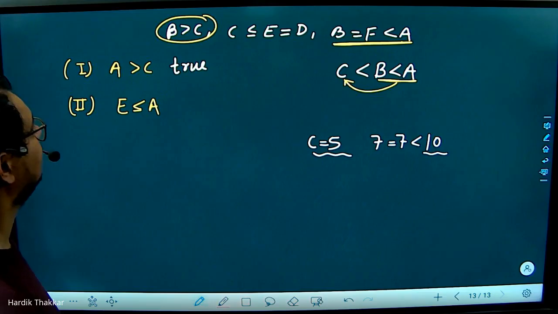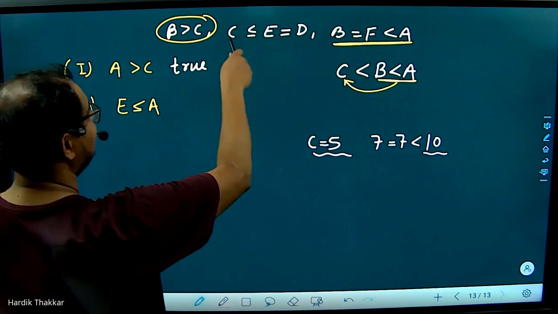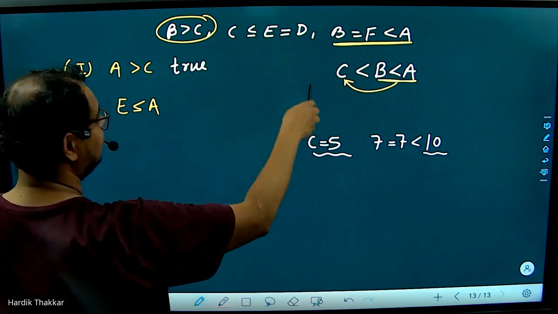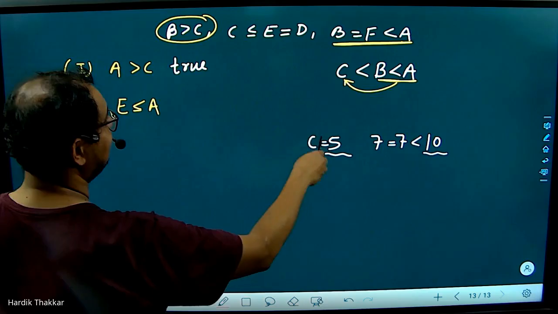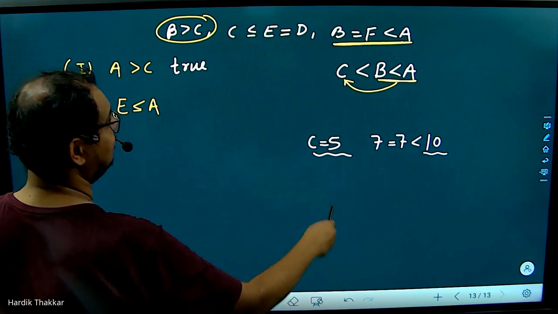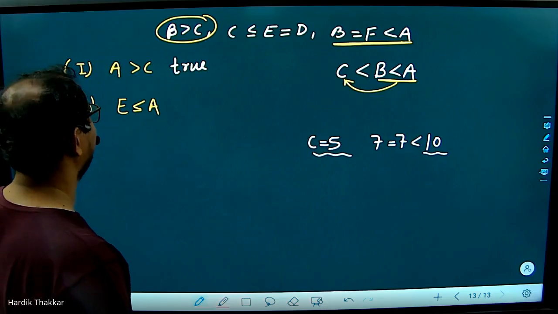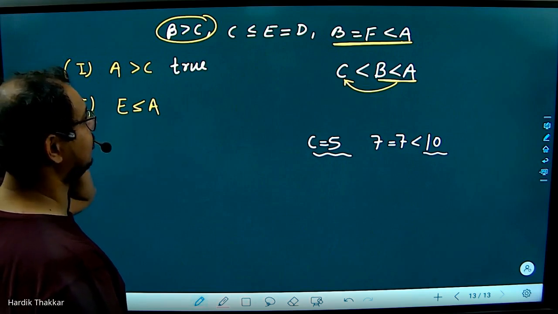When we have the condition that E is greater than or equal to C, the value of E can be either 5 or any value above 5. Actually, here the condition is E is greater than or equal to C, so we can consider 5 or 6. E can be 5 or 6, anything. So yes, this condition is also true.